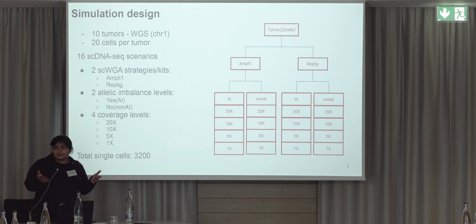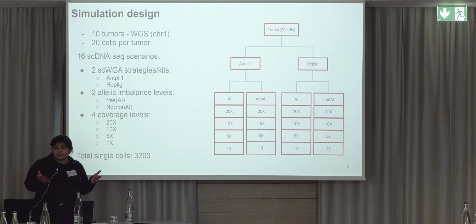Then we have two allelic imbalance levels. By these two allelic imbalance levels, we mean that the real data has allelic imbalance, but also there might be cases where we don't see that allelic imbalance that profound. So we wanted to see how the callers perform when there is no allelic imbalance. Then we did this at 4 different coverage levels, 20x, 10x, 5x, and 1x. You might think, why 1x?